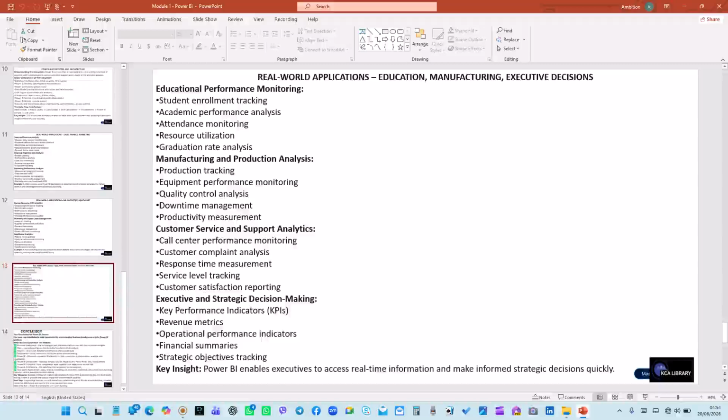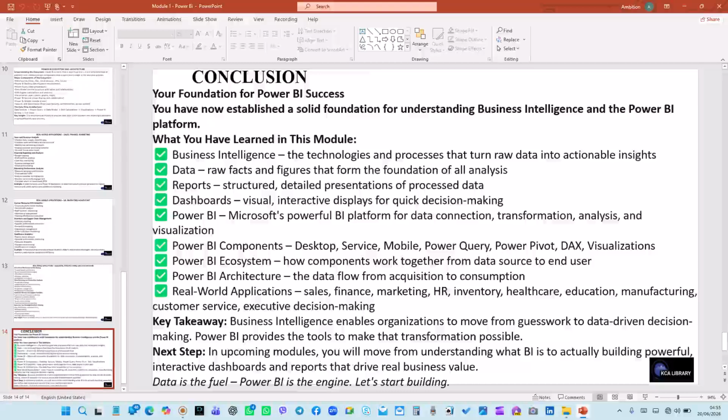In executive and strategic decision making, Power BI can be used for key performance indicators, revenue metrics, operational performance indicators, financial summaries, and strategic objective tracking. The key insight here is that Power BI enables executives to access real-time information and make informed strategic decisions quickly.